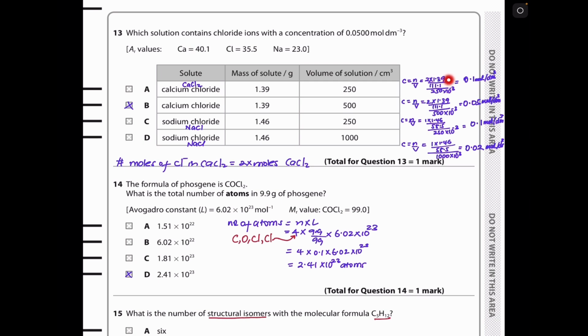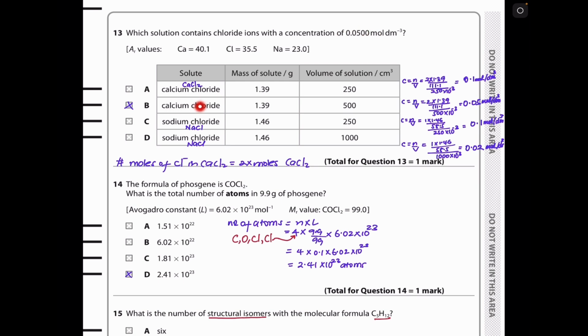So 2 times 1.39 divided by 111.1. That is the number of moles. Then divide by the volume, which is 250. Converting it to decimeters cubed is going to be 250 times 10 power negative 3. This gave me 0.1 mole per decimeter cubed, and that's not my answer.